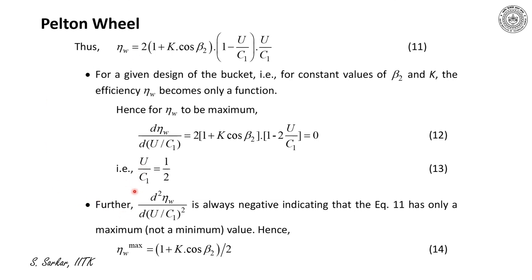Thus, putting the value of u by c1 equal to half in equation 11, I'll get the maximum value of eta w, which is given by eta w maximum is equal to 1 plus k into cos beta 2 divided by 2. That means the maximum efficiency of a Pelton wheel depends on beta 2 and k, and the value is given by 1 plus k cos beta 2 divided by 2.